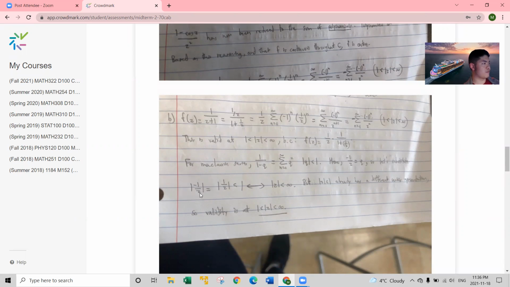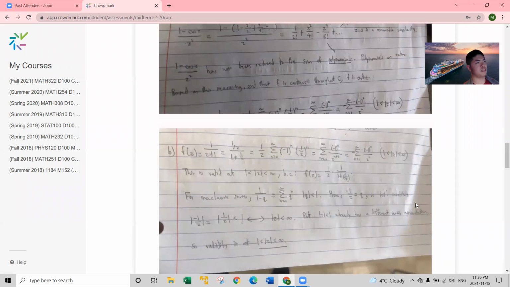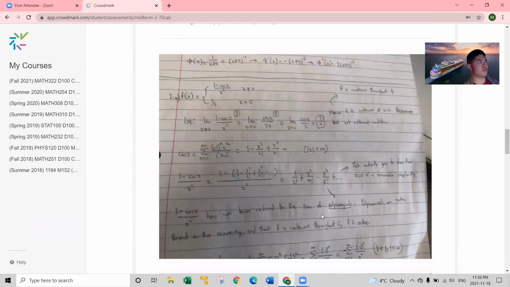The absolute value of negative 1 over z is the same thing as the absolute value of 1 over z less than 1. That means absolute value of z is less than infinity, but absolute value of z less than 1 already has a different series representation, so the validity is established at 1 less than absolute value of z less than infinity. My reasoning was, my wording is a little watery.